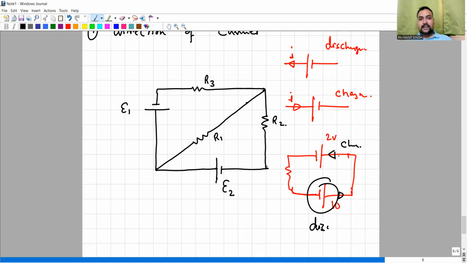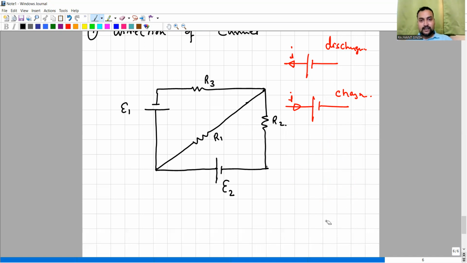So the charging or discharging of the cell depends upon their own EMF and the potential drop they are connected across, and so on. That means in a given circuit, if there are multiple cells, some cells can be charging cells and some others may be discharging cells. Or both of them might be discharging cells. That is also possible.